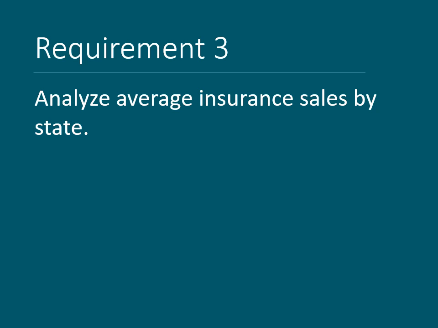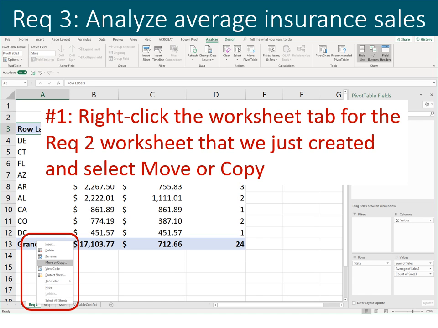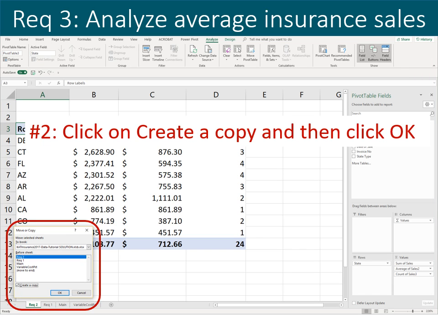Next up is Requirement 3, which is to analyze average insurance sales by state. We are going to start this requirement by copying the worksheet that we just created as our starting point. Right-click the Worksheet tab for the Requirement 2 worksheet that we just created and select Move or Copy. Click on Create a Copy and then click OK.